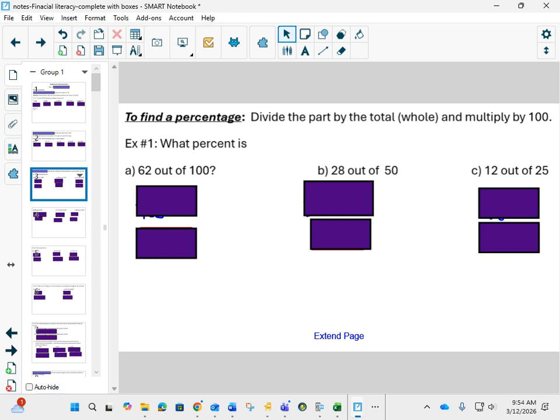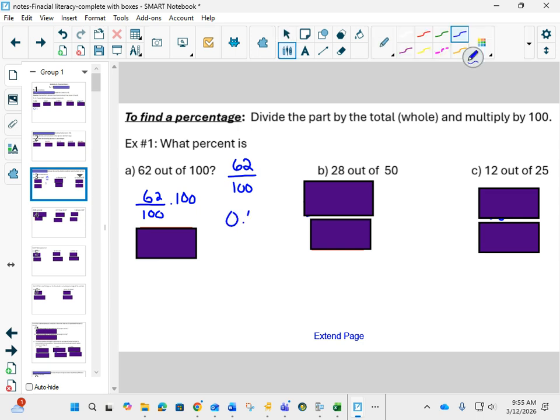62 out of 100 is a fraction. We type that into our calculator, we're going to get 0.62 as a decimal. Then what are you going to have to do to that decimal or that fraction? You have to multiply it by 100. Those hundreds will cancel out. Or you can move the decimal place 2 over and you will get 62%.